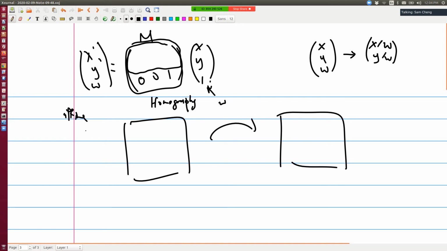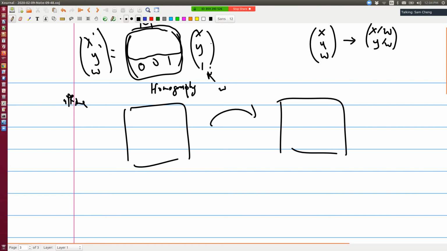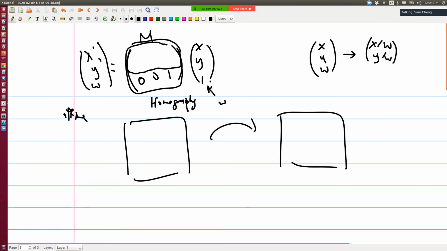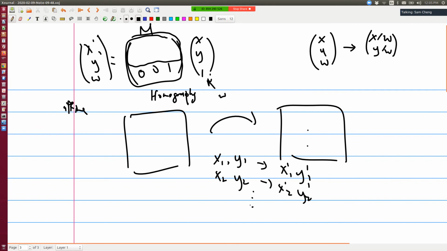And we talked about how to fit the model. Say we have some known original coordinates and some known final coordinates there. Let's say x1, y1 map to x1', y1', and x2, y2 map to x2', y2', and so on and so forth. Then we can just build a system of equations.